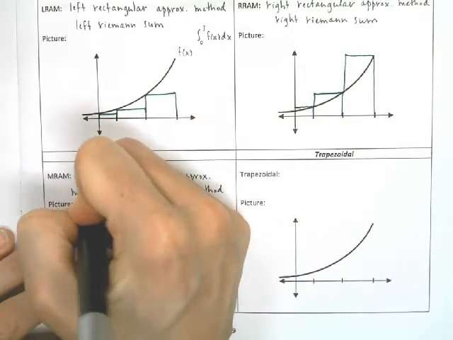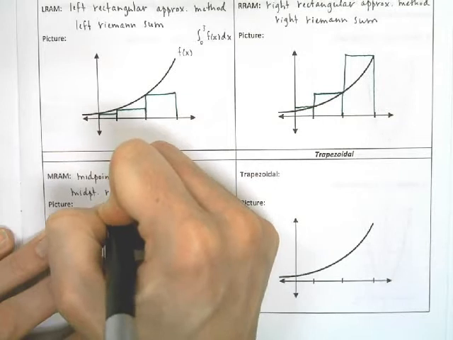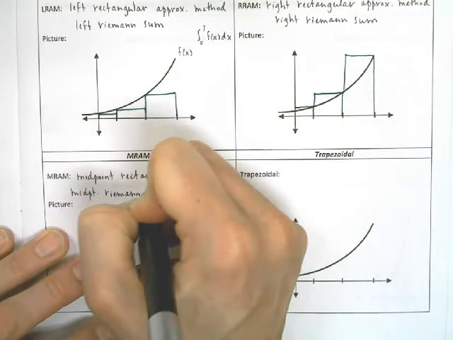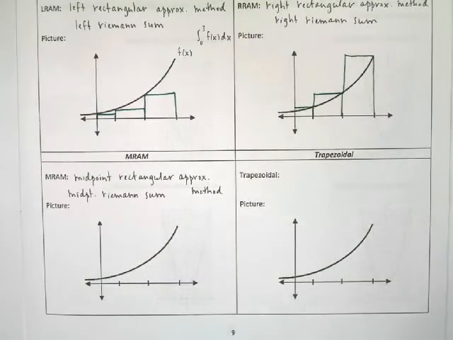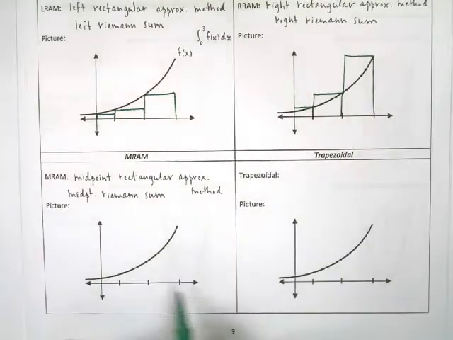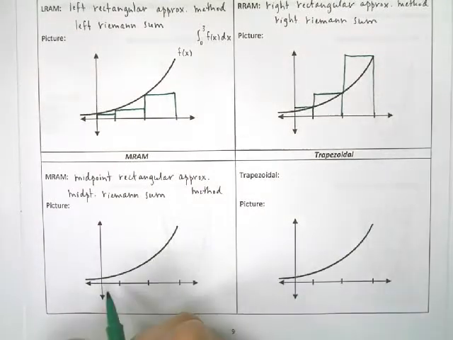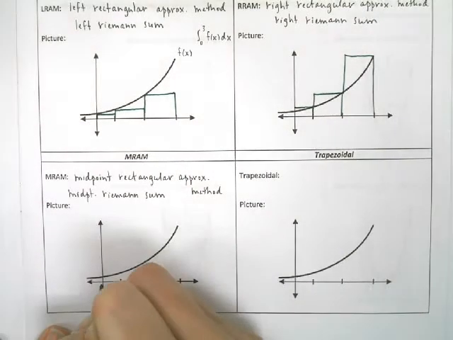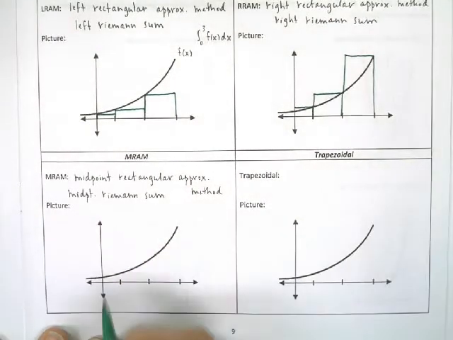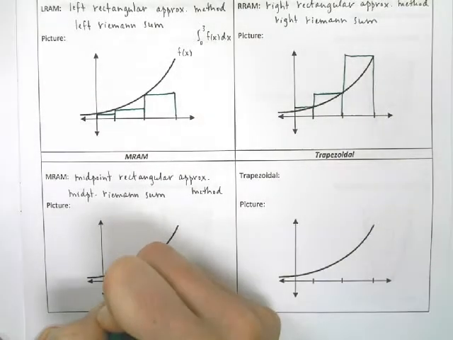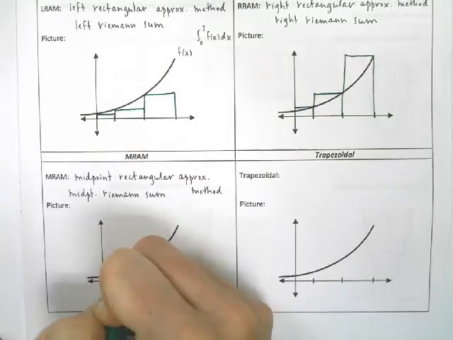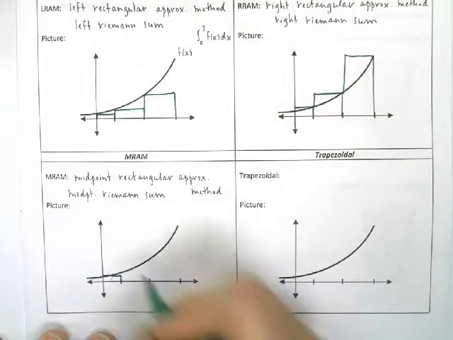Or midpoint Riemann sum. Now, this is exactly what it sounds like. We're still considering those same 3 intervals, but now the height of that rectangle is going to be determined by the midpoint of that interval. So from 0 to 1, I would go find the midpoint, and that would determine the height of the rectangle over that interval.